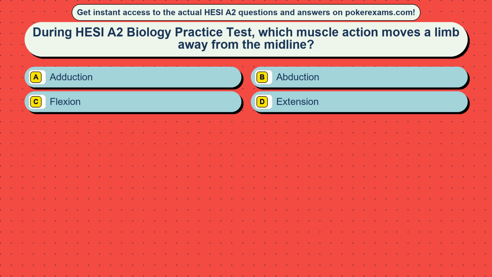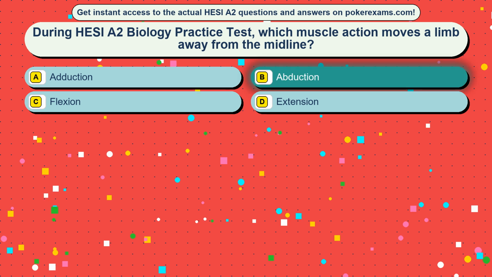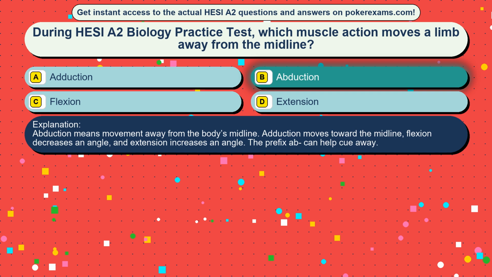Question 1. During HESI A2 Biology Practice Test, which muscle action moves a limb away from the midline? Option A, adduction. Option B, abduction. Option C, flexion. Option D, extension. The correct answer is option B, abduction. Abduction means movement away from the body's midline. Adduction moves toward the midline, flexion decreases an angle, and extension increases an angle. The prefix AB can help cue away.